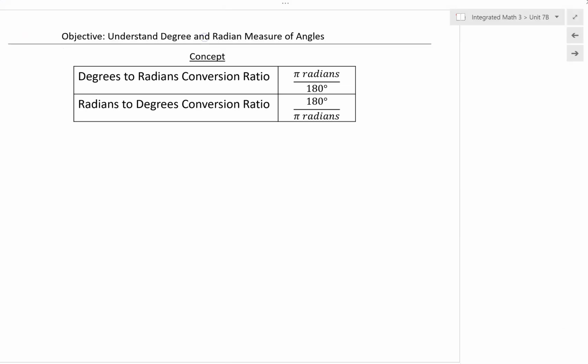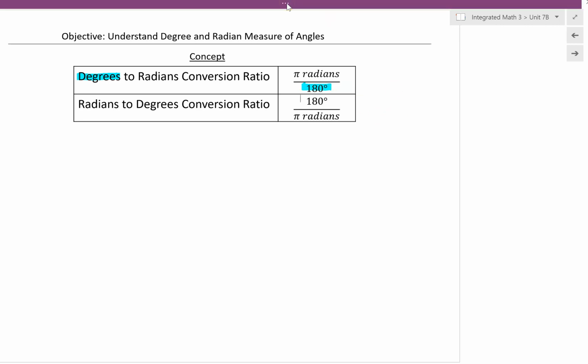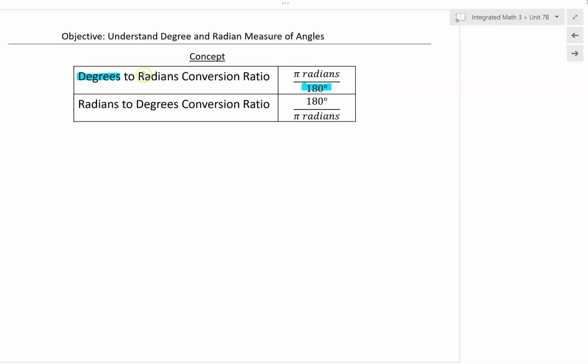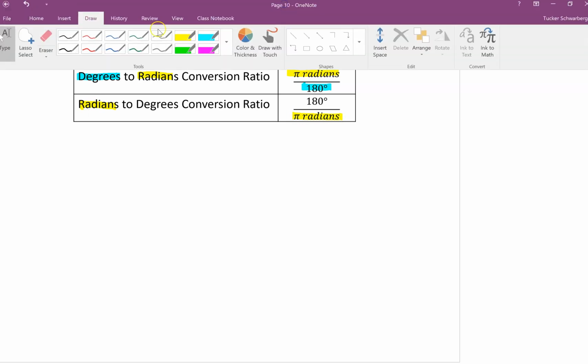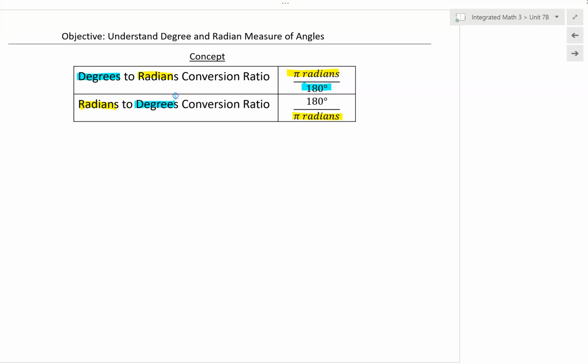So I want you to note, if I'm going from degrees to radians, I want to get rid of the degrees, so I'm going to divide by them, and I want to multiply by radians because I want radians. So radians is on top. Whereas over here, if I have radians, I want to divide by radians, and then I want to go to degrees, so I put the degrees on top. And this is very, very important. Beautiful star. 180 over pi. Pi, 180.